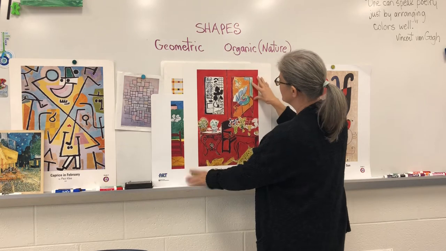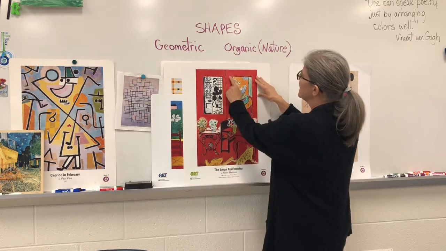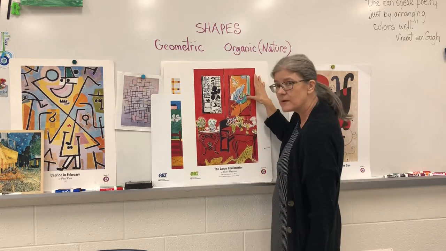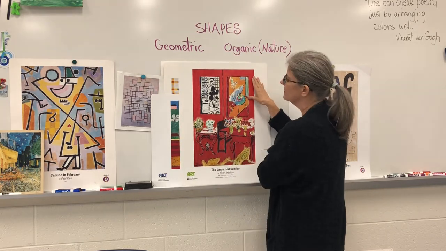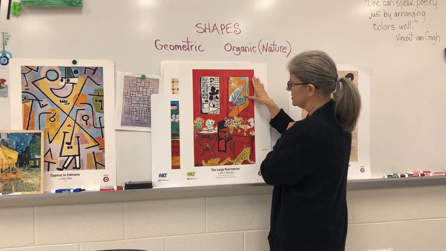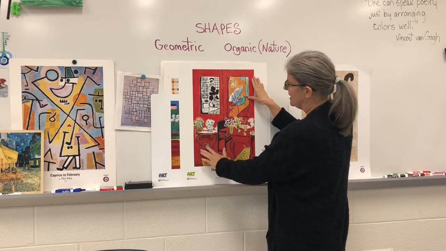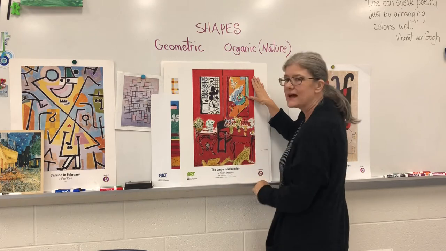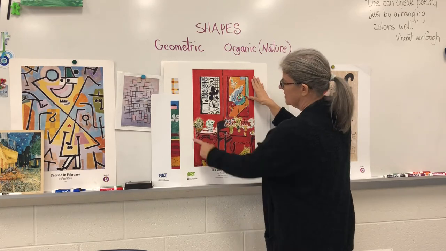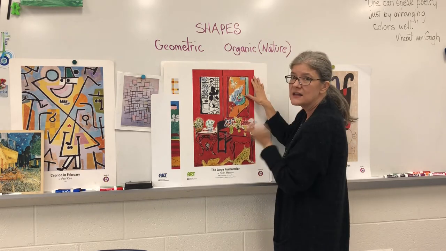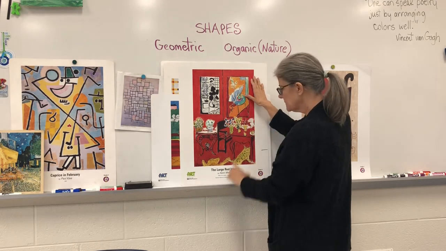This one is also inside of a house. I see a geometric shape right there that is supposed to show a painting on the red wall. And this might be a painting too. And we have, maybe that's a rug, a table, plants, flowers in a vase. But look at all the curvy, organic lines that you see in his work.